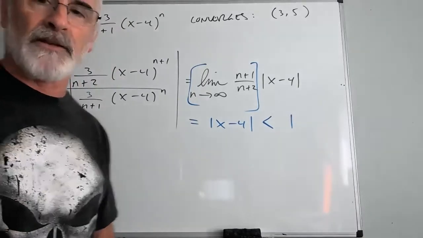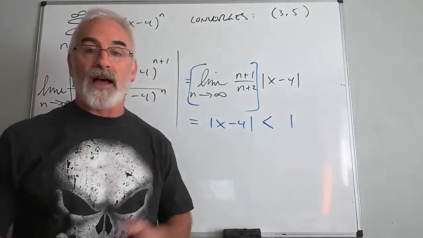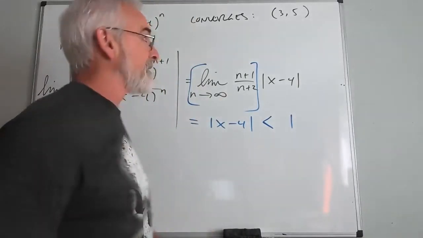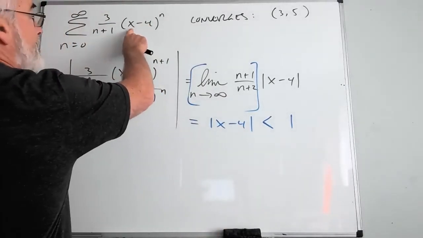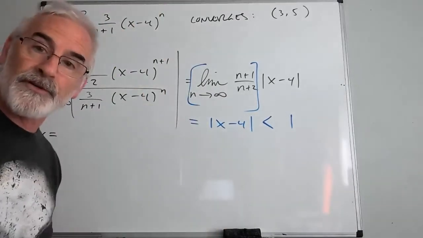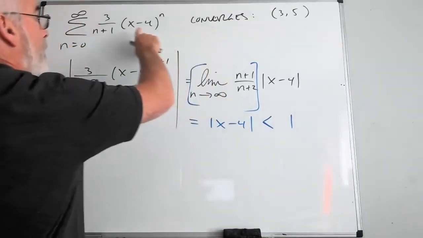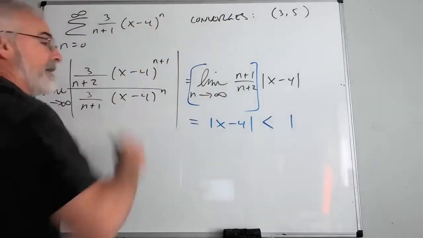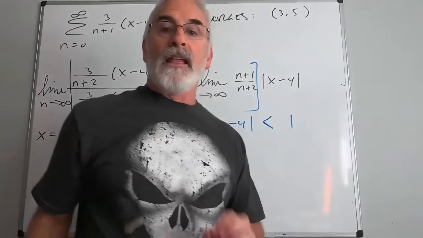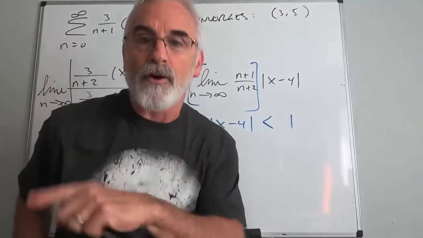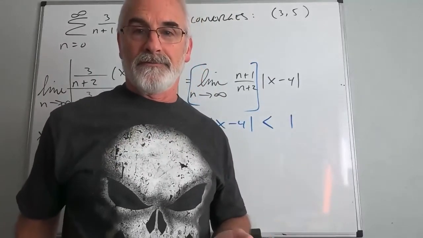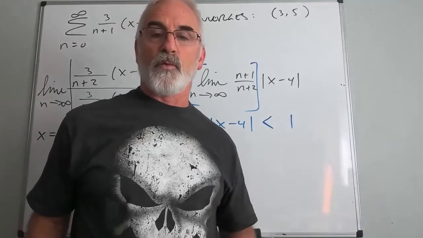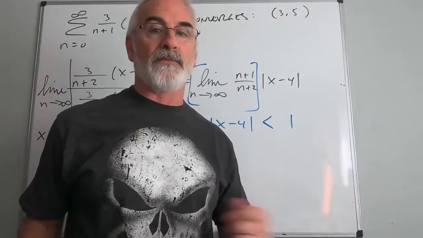And I'm going to give you a hint. One of those values will make my series alternate. See, if I replace x with a 3, then this is negative 1 to the n. That's alternating. If I replace x with a 5, then it's just 1 to the n. That does not alternate. If you start with the non-alternating endpoint, you will save yourself some work. You don't have to, but you will save yourself some work.